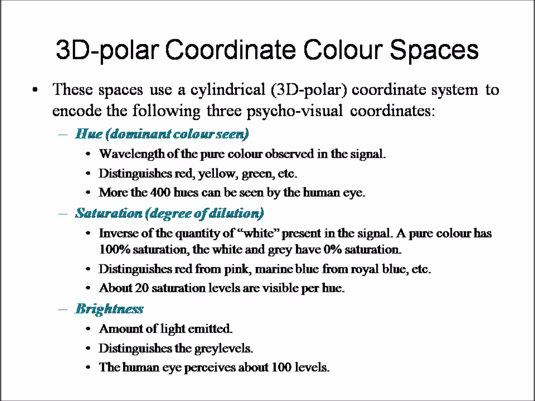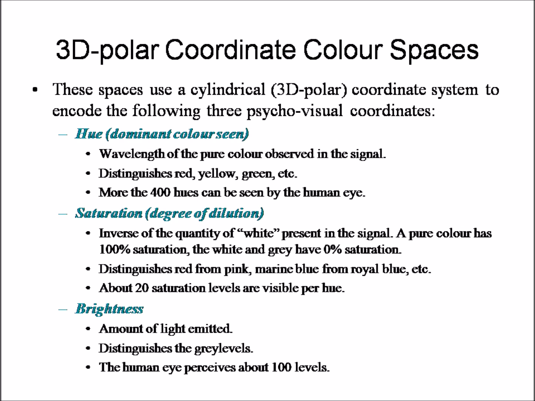These models are also known as 3D polar coordinate color spaces because the rectangular coordinates of the RGB model are set to 3D polar cylindrical coordinates. The purpose is to encode the psycho-visual coordinates, which are important to describe the color rather than to generate the color. These are, number one, hue, which is also known as pure color and the dominant color in a natural scene. It has the following characteristics that you can view on the slide under the heading of hue.